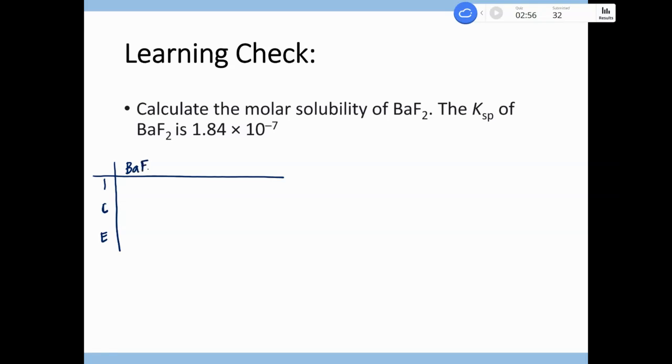We know that for this compound the KSP is pretty low, right? It's less than 10 to the negative 7. That means that if barium fluoride is added to solution, most of it stays as a solid. So we can just assume there's a lot of solid present, and we're going to worry about how many ions are generated. This will dissociate into barium 2+ and fluoride minus.